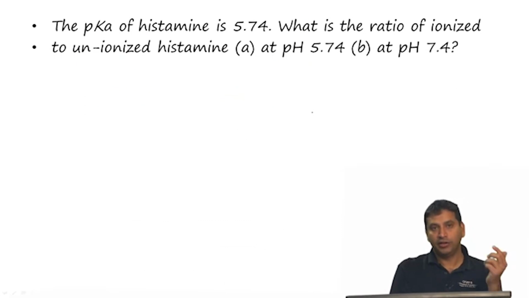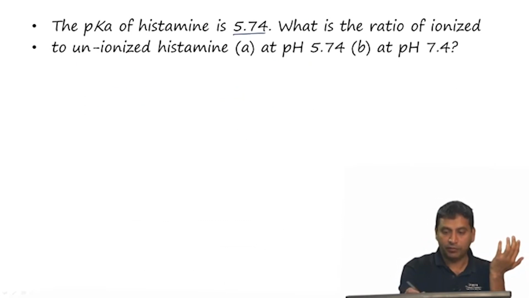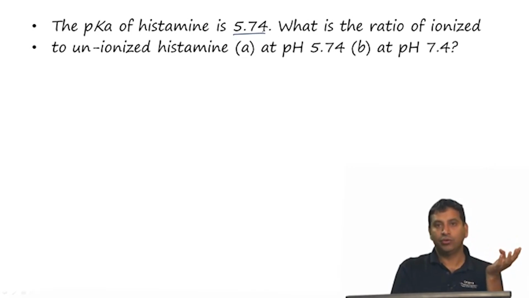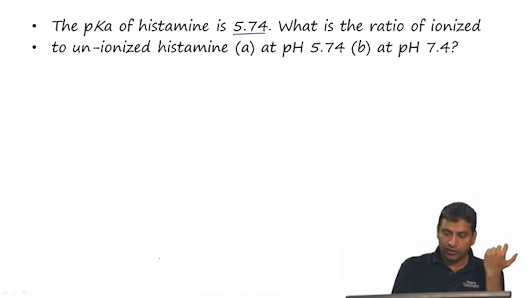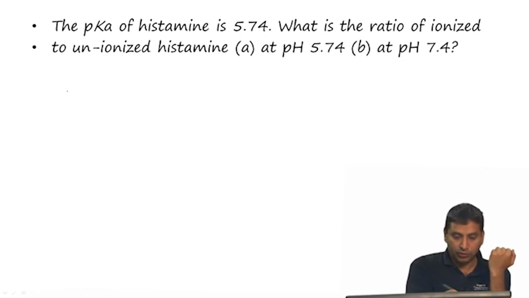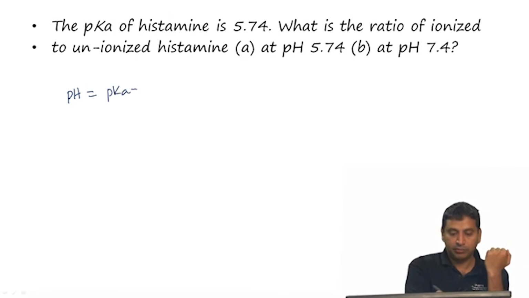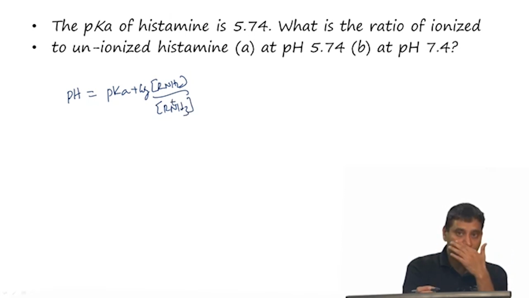The pKa of histamine is 5.74. What is the ratio of ionized to unionized histamine at pH 5.74 and at pH 7.4? Okay. So, way to address this question is to look at the Henderson-Hasselbalch equation, which is pH equals pKa plus log of concentration of RNH2 divided by RNH3 plus.